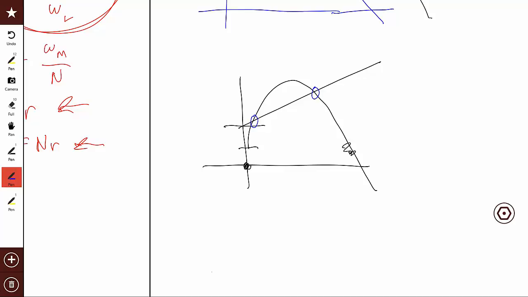Okay, in other words, if you slow down a little bit, what would happen? Now you have more torque than you need. What are you going to do? Speed up. So you're going to do this.